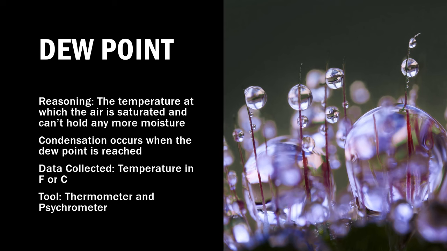You'll notice first thing in the morning now, our dew points at night are much, much lower than during the day because it's cooler. As we warm up into our summer, there is more and more moisture in the air during the day, but the temperatures at night still drop to where all of that moisture has to condense and go somewhere, because it just can't stay where it's at. So we use temperature in either Fahrenheit or Celsius as our data points, and we use our thermometer and our psychrometer in order to monitor and collect the data necessary to determine dew point.